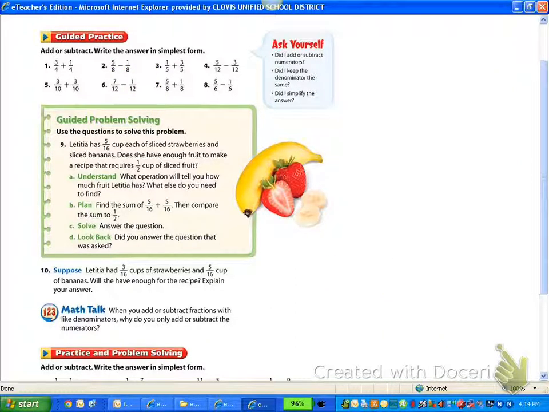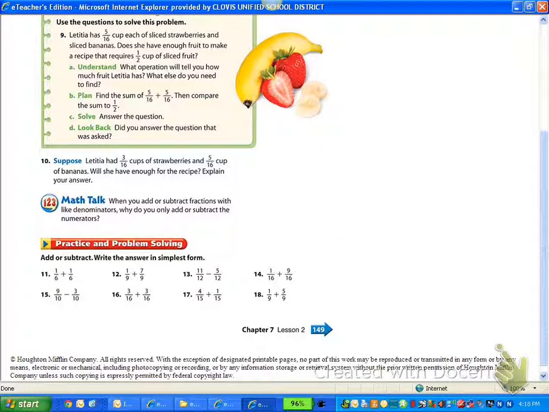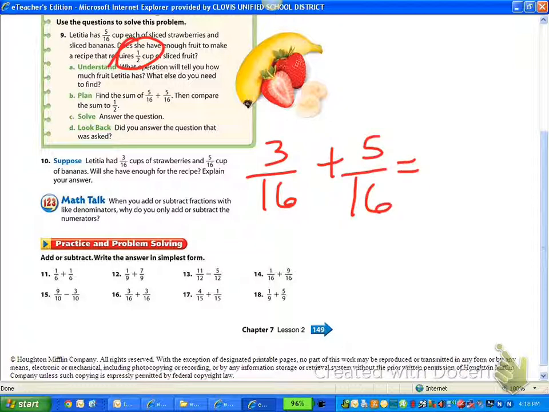Got a word problem down here, number 10. Leticia had 3/16 cups of strawberries and 5/16 cups of bananas. Will she have enough for the recipe? Explain your answer. Well, we need to use the top up here. We need to see if she has enough for half a cup of fruit salad. So we have 3/16 plus 5/16. We have a common denominator, so we don't have to change it. 3 plus 5 is 8 over 16.